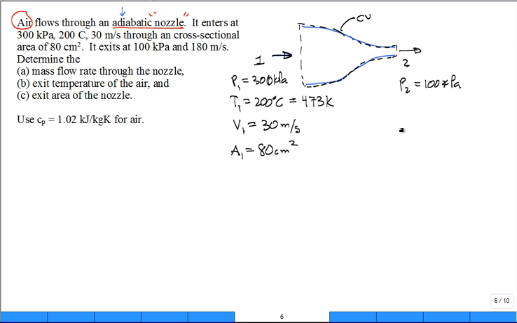Sometimes I'll try and arrange it like this. V2 is equal to 180 meters per second, meaning I left blank T2, I don't know that. I left blank A2, I don't know that. See, I left kind of a space for it. All right, determine the mass flow rate through the nozzle. Then determine the exit temperature of the air, and then determine the exit area of the nozzle.